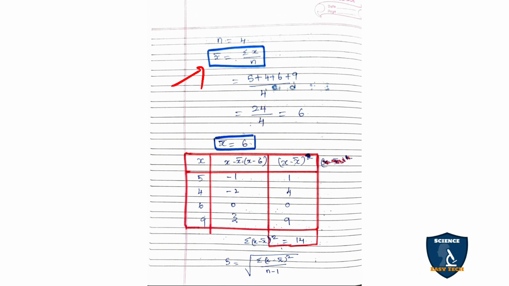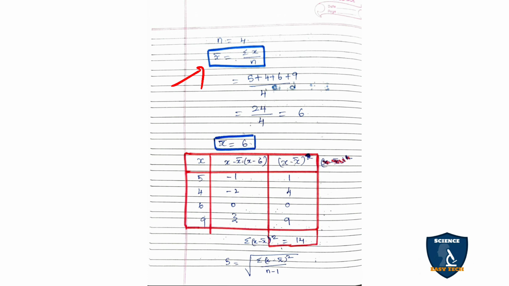So x values you write. Then the next step, x minus x bar. So x minus 6: 5 minus 6 is minus 1, 4 minus 6 is minus 2, 6 minus 6 is 0, then 9 minus 6 is 3. Next, (x minus x bar) whole square: minus 1 square is plus 1, minus 2 square is plus 4, 0 square is 0, 3 square is 9.